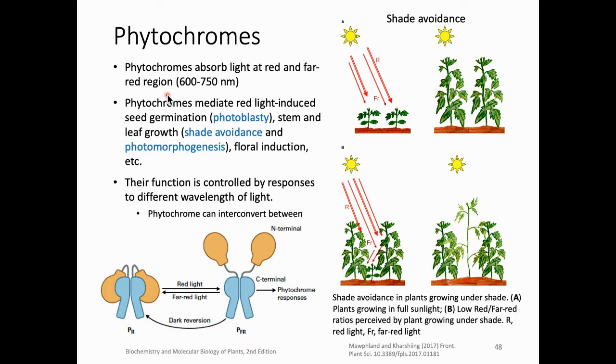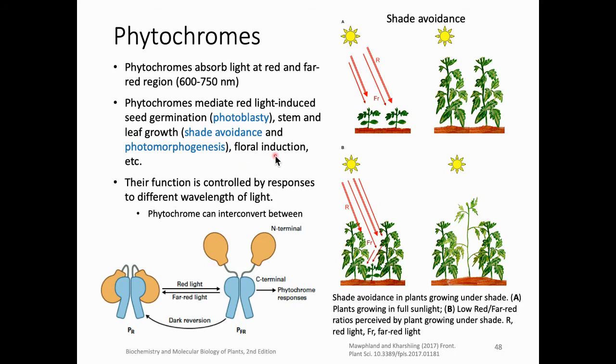So this is phytochrome. It absorbs light in the red and far red region, from 600 to 750 nanometers, and so it will respond better. I mean, it will signal the positive response once it receives the red light, and it can induce seed germination through the process called photoblasty, stem and leaf growth to shade avoidance and photomorphogenesis, and finally floral induction, for example.